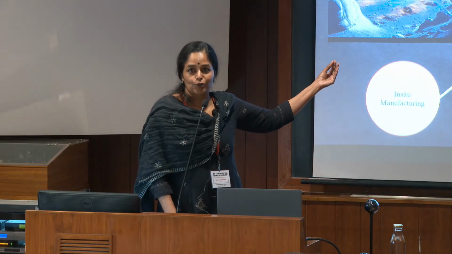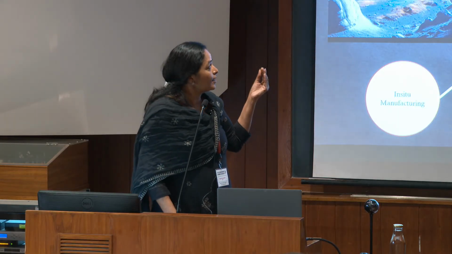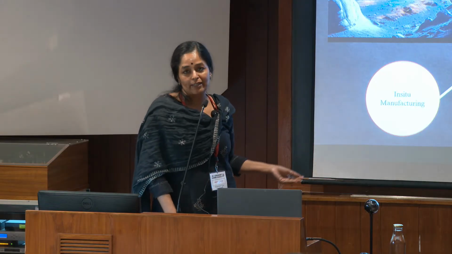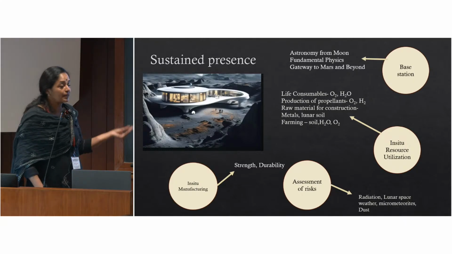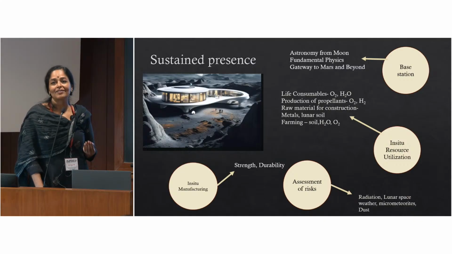That's why the South Pole is chosen, because you believe water is there. Production of propellants, maybe you can make launch pads there. Raw material for construction, metals, everything should come from lunar soil. And as somebody said, farming also. We talk about lunar farming now.